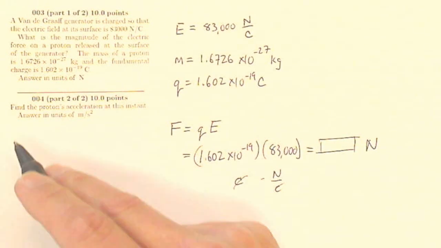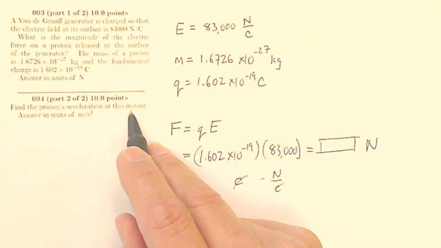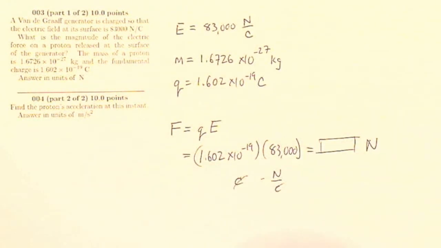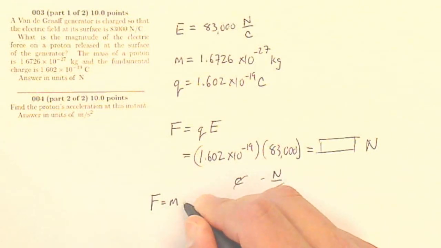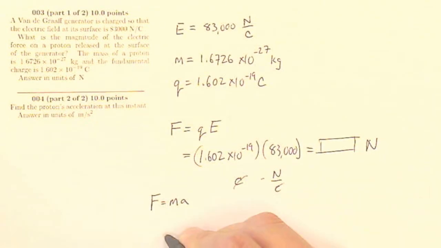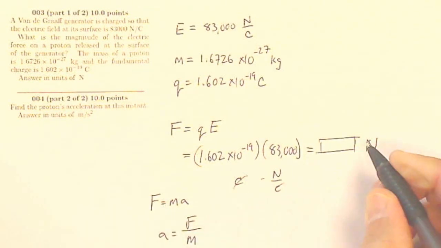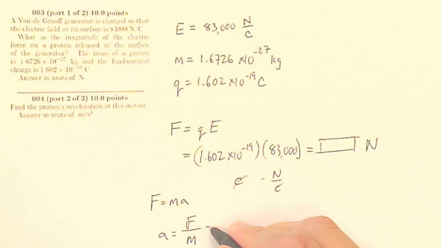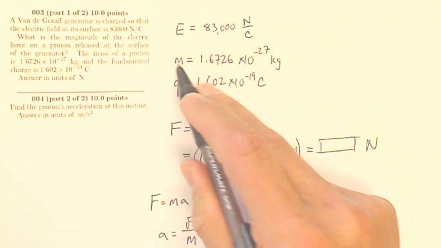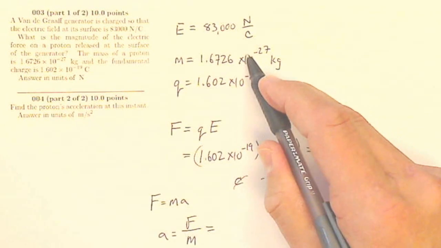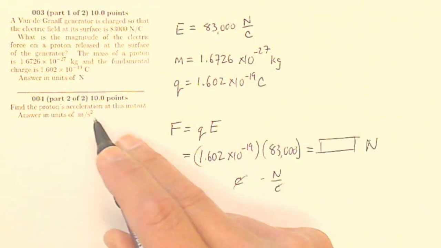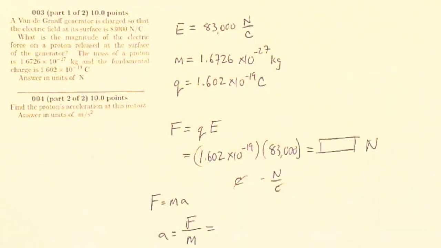Now it says find the proton's acceleration at this instant. Well, now you have to think back in your brain and remember that the force on something equals the mass times the acceleration, or the acceleration is the force divided by the mass. And since you have this force up here and this mass of the proton right here, you can use your force divided by your mass to get your acceleration, and that in standard units will be meters per second squared. So this is going to be your answer in meters per second squared.